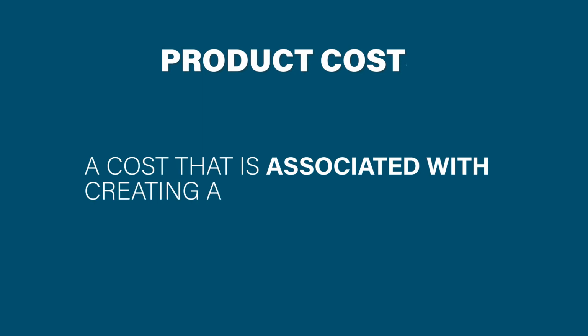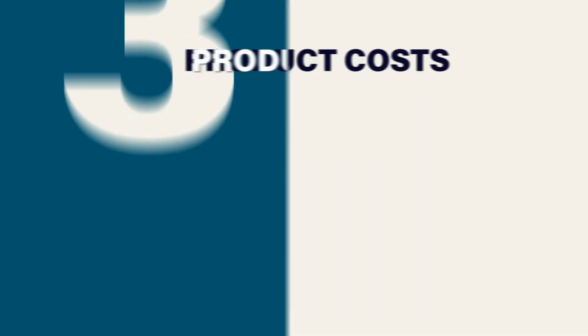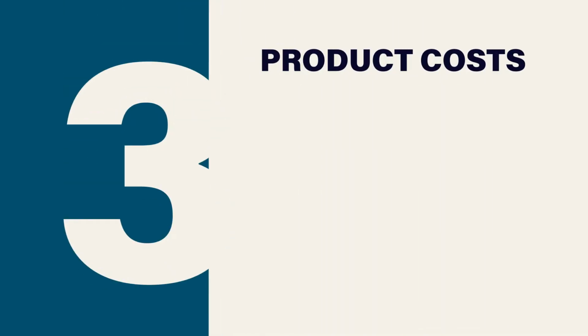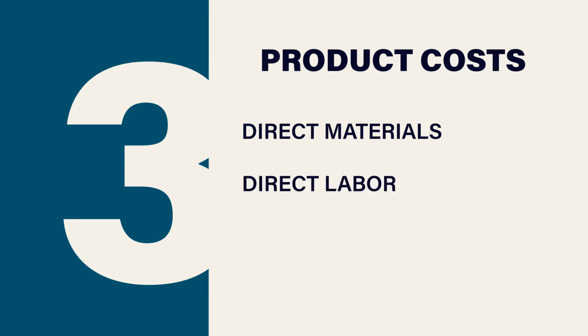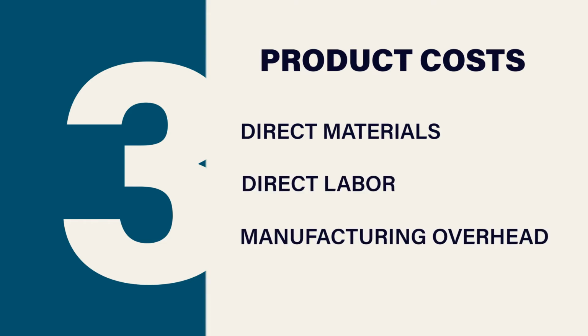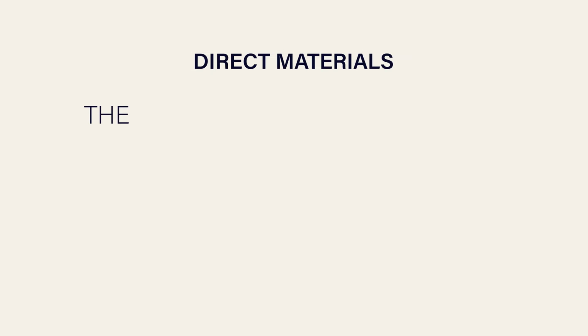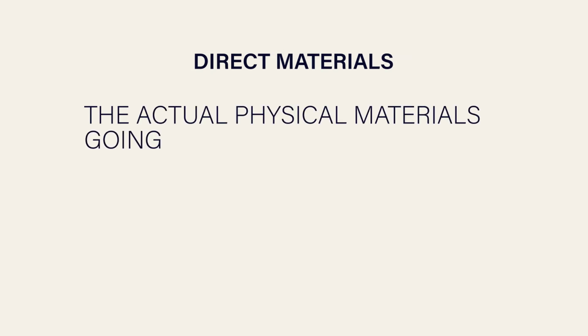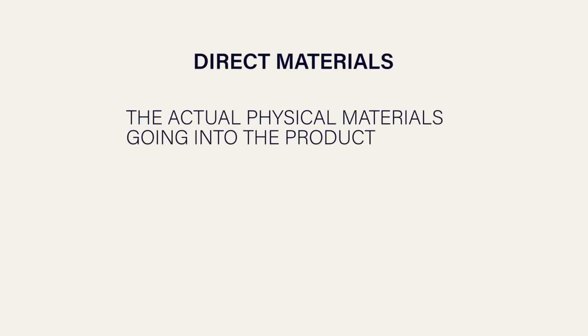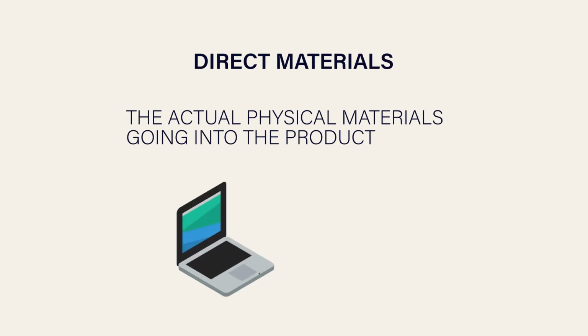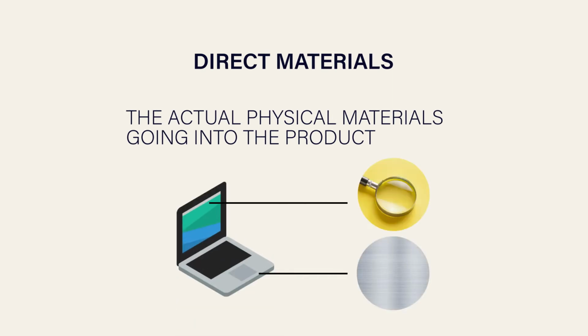So, what is a product cost? It is a cost that is associated with creating a product. There are three types of product costs: direct materials, direct labor, and manufacturing overhead. Direct materials are the actual physical materials going into the product. For a laptop manufacturer, the aluminum and glass going into building the laptops are the direct materials.